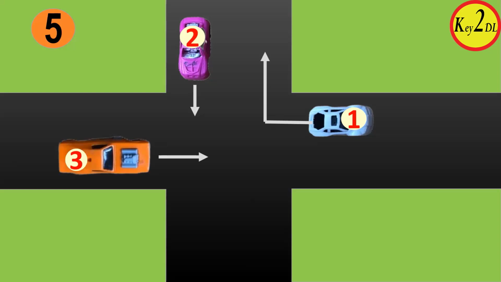3 and 1 have no problem with that. 1 has nothing to do with these 2 cars. I think 1 and 3 can go parallel, and after that 2. Yes, 1 and 3 can go simultaneously, and then 2. So 2 has to wait.